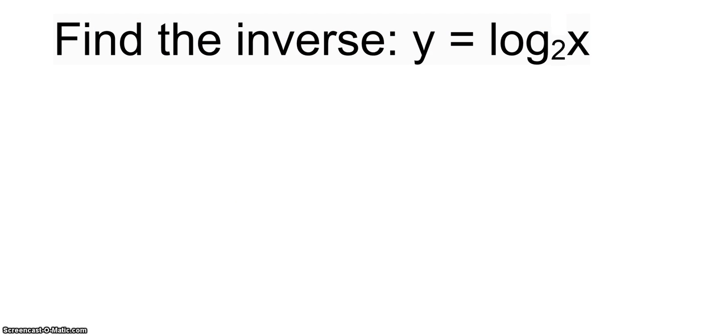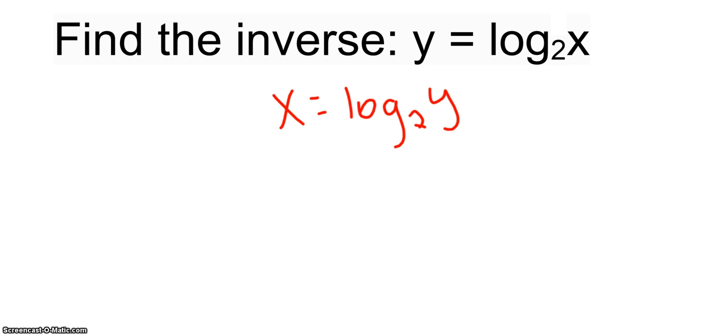Okay, so first example, we're going to find the inverse of y equals log base 2 of x. So first step is to flip our x and y. So instead of it being a y equals, it's going to be an x equals. So x equals log base 2 of y. Our second step is to get the log by itself. Since the log is really the only thing that's in this problem, it's already isolated.